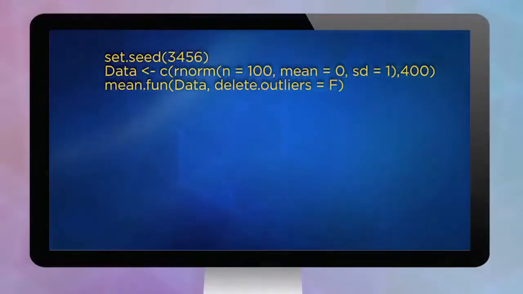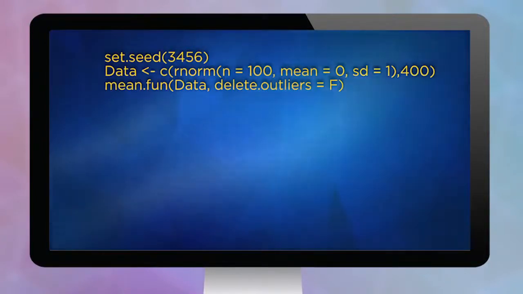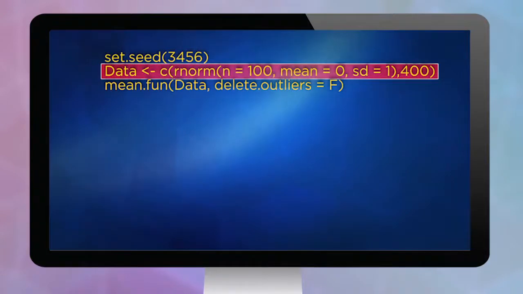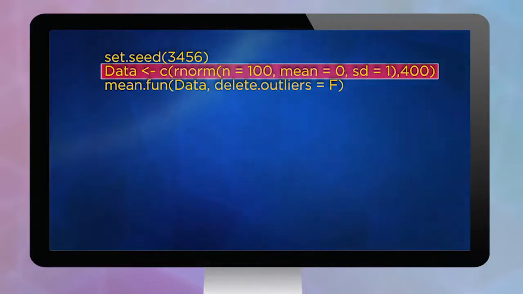All right, here's an example of our function in action. Let's create a vector data set with 100 samples from a standard normal distribution with one teeny outlier at 400. So again, I've set my seed, and now I've set my data equal to rnorm of size 100, mean 0, standard deviation of 1, with the value 400.